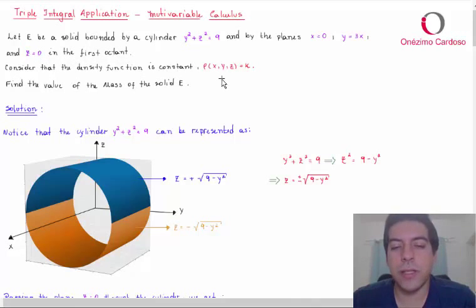Consider that the density function is a constant defined as rho of x, y, and z equals k, where k is a constant. And the question asks us to find the value of the mass of the solid E.